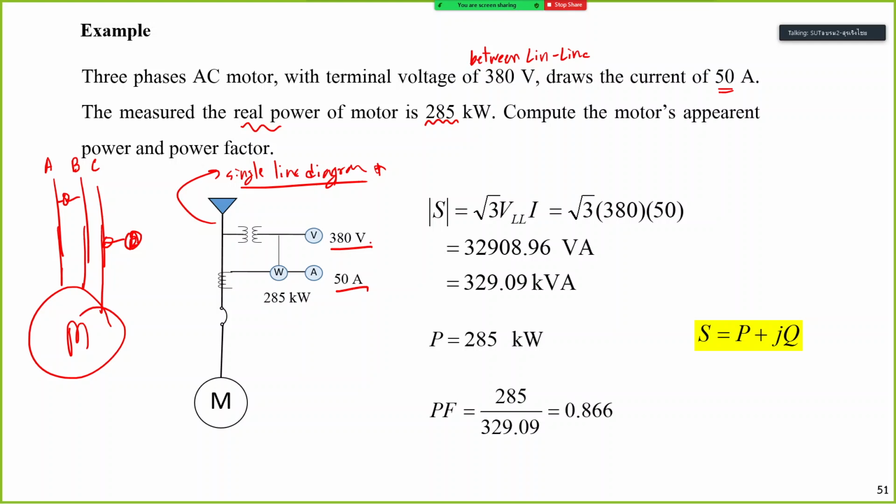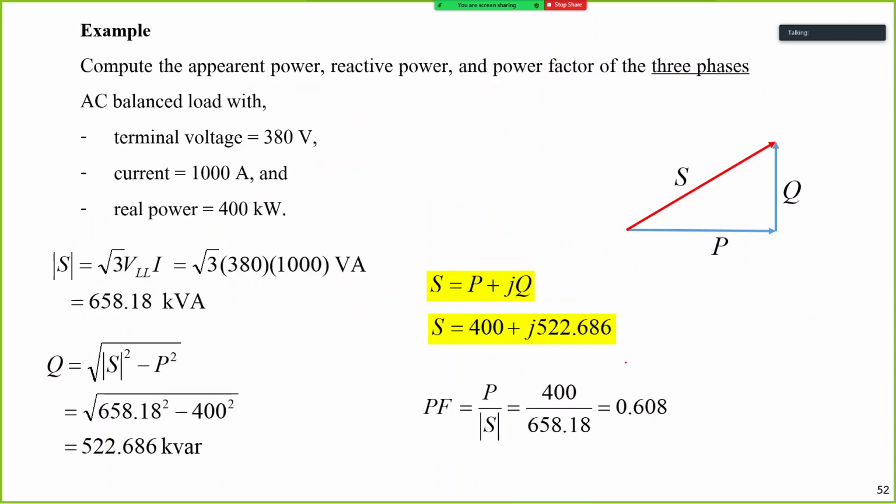So the complex power is square root 3 times V and I, right? We know V and we know I. The power will be 329.09 kVA, right? Kilo VA here, and we can compute the power factor because we know that this motor is consuming the real power of 285 kilowatt here. So the power factor will be 0.866 here, right?